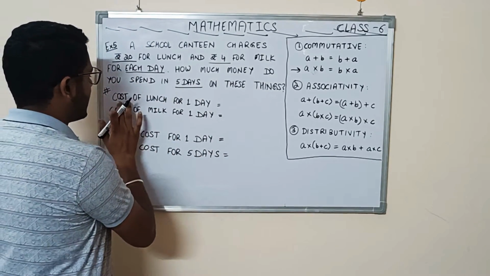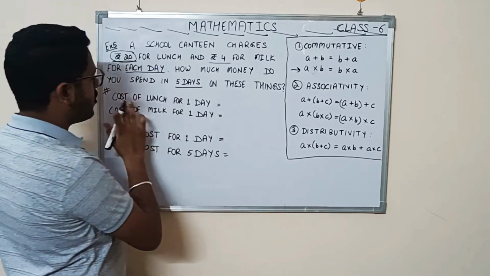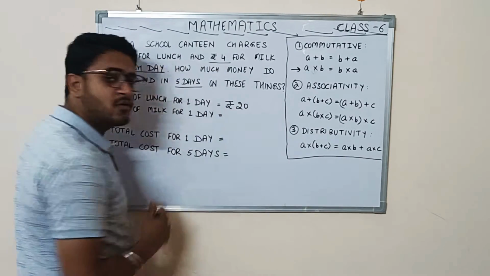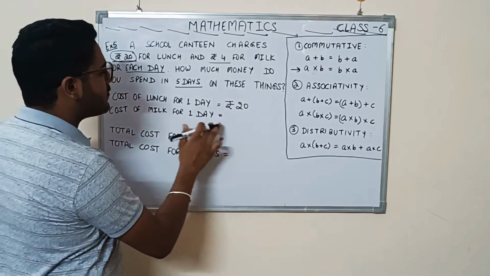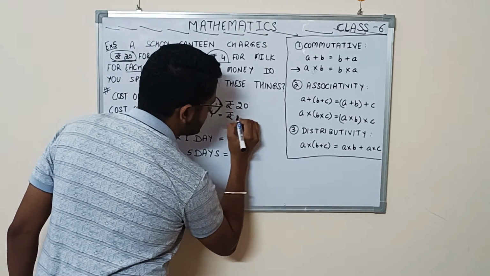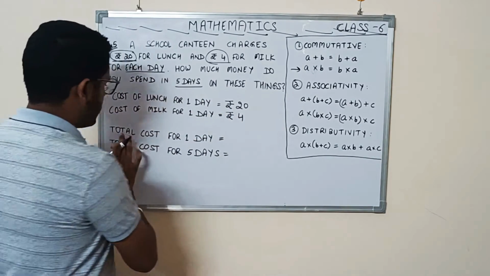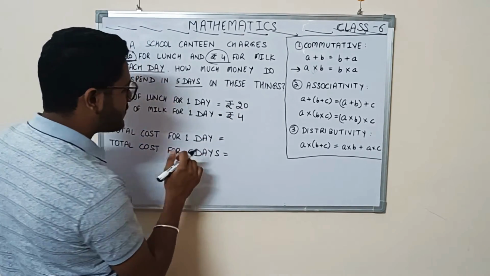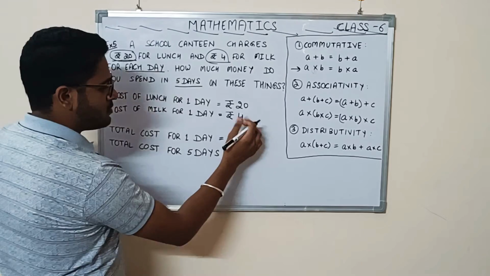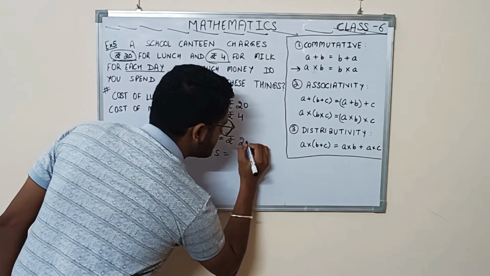So first of all, let's write the cost of lunch for one day. What is it? ₹20. Okay. Cost of lunch for one day, ₹20. Okay. Cost of milk for one day, ₹4, right? Now let's calculate the total cost for one day. What it will be? Cost of lunch and cost of milk, right? Now total cost will be ₹20 plus ₹4.